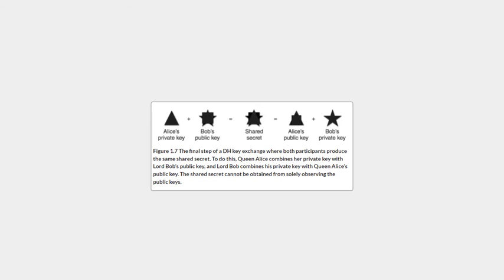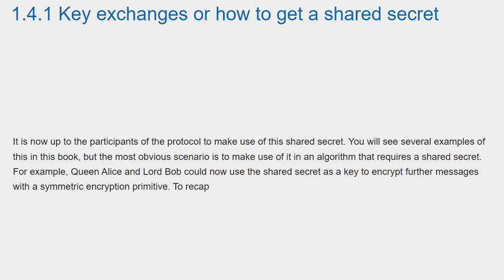The final step of the DH key exchange algorithm is quite simple. Queen Alice takes Lord Bob's public key and combines it with her private key. Lord Bob does the same thing with Queen Alice's public key and combines it with his own private key. The result should now be the same on each side. In our example, a shape combining a star, a square, and a triangle. See Figure 1.7. It is now up to the participants of the protocol to make use of this shared secret.